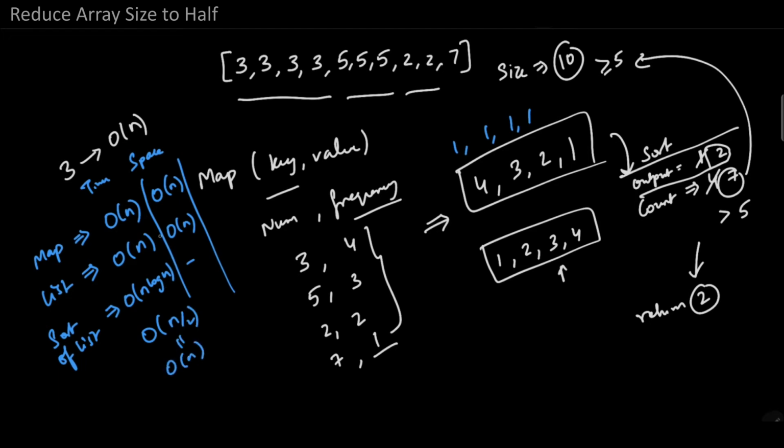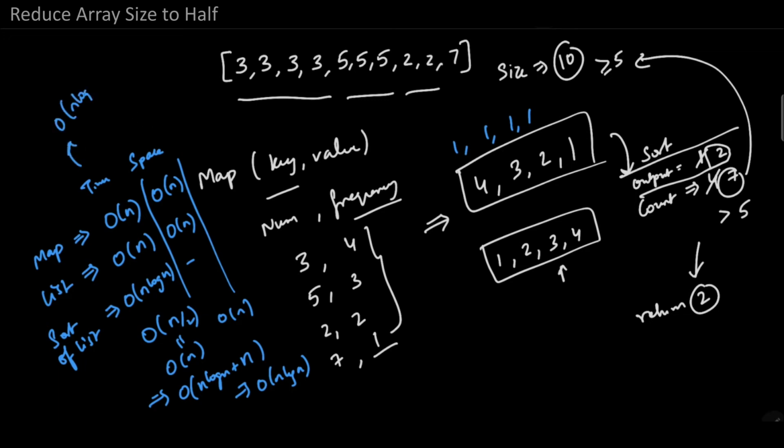So if we calculate all of them, then it will be big O of n log n plus, I think, 2.5 n. Let's consider n, and it will be big O of n log n. And the space will be big O of n. So the total time and space will be big O of n log n, big O of n.